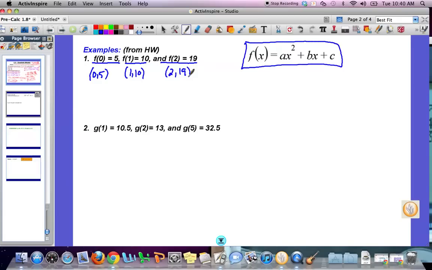So when I substitute in the data, I end up with this. 5 equals a times 0 squared plus b times 0 plus c. Why is that one awesome to have? I mean, that's like a major smiley face. That's a major smiley face right there when they give you this.